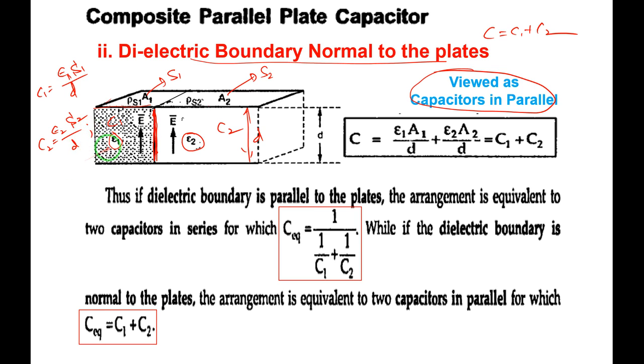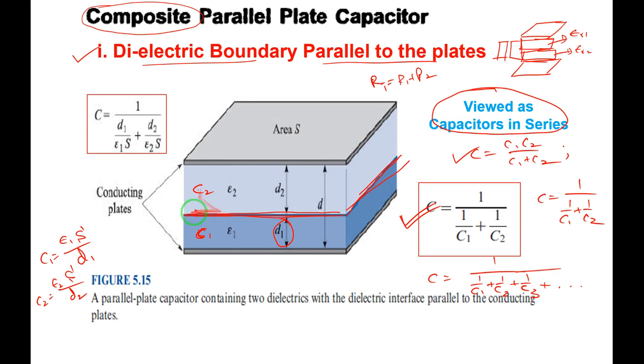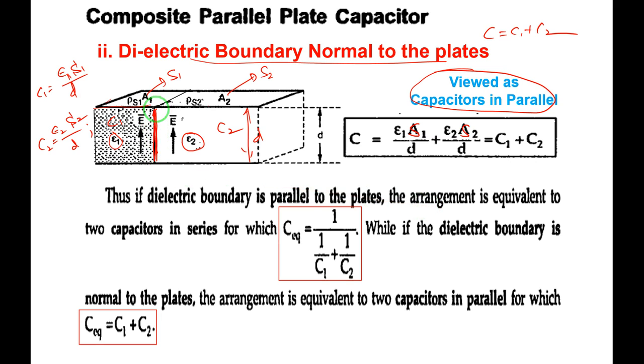I hope you are getting the difference between this C1 calculation and this. So C1 plus C2 is epsilon S1 by D plus epsilon S2 by D. Whenever the dielectric boundary is parallel to the plates, it can be viewed as capacitors in series. Whenever the dielectric boundary is normal to the plates, the capacitors are in parallel, so we will add them.